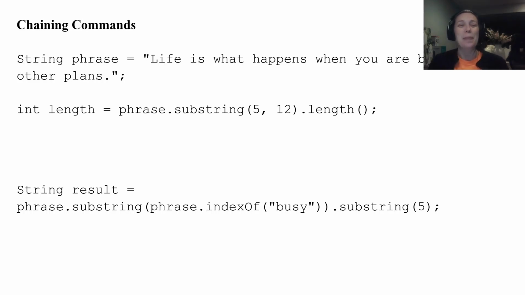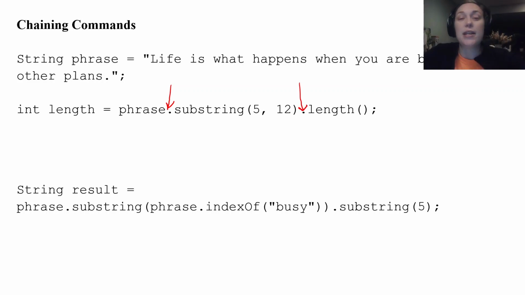But let's look at this first one. So I have an int length, meaning I'm going to be returning an integer at the end of this chain, and I want to store it in length. Now I have 2 method calls.